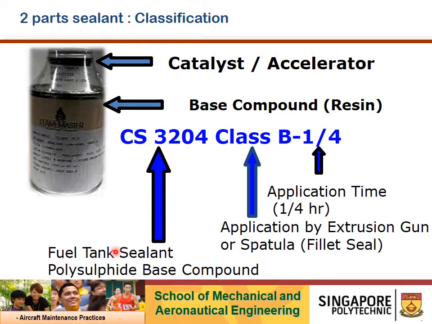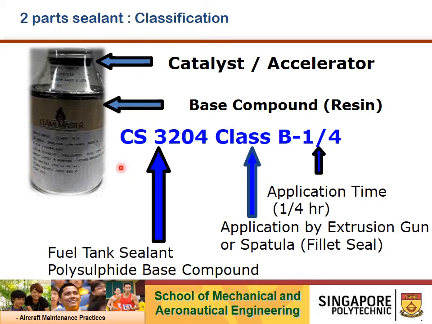CS3204 refers to fuel tank sealants. All right, class B, class A, class B, class C. And B quarter. So actually, it's only 1/4 hour, so it's 0.25 hour, about 15 minutes. That means once you mix this sealant, you only have 15 minutes application time. So it's quite a rush. So we try to mix it in a small amount of compound and use it up, then we remix again. Although it's very troublesome, it minimizes wastage.